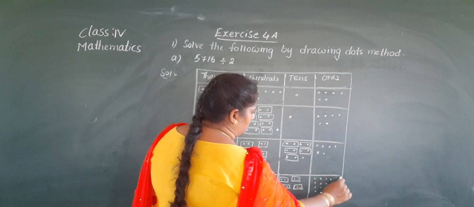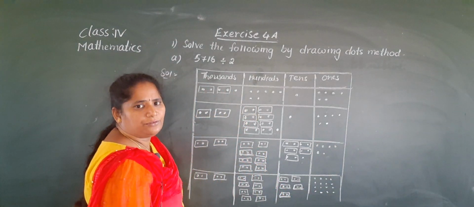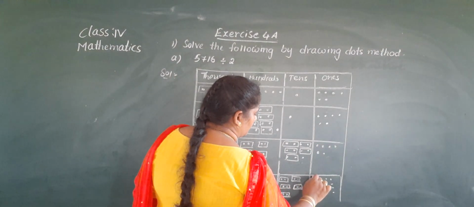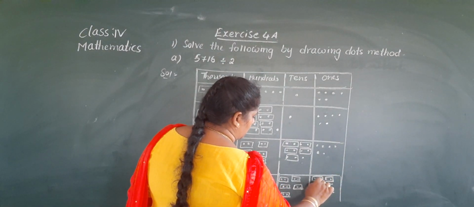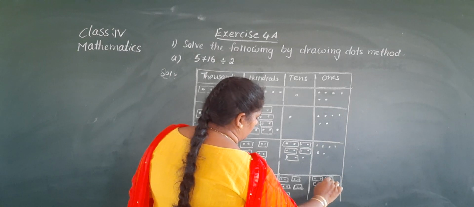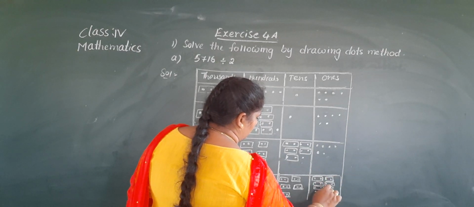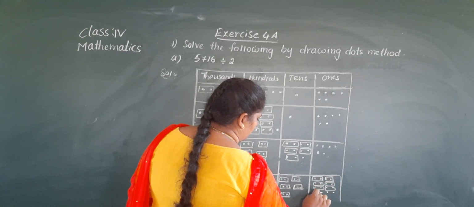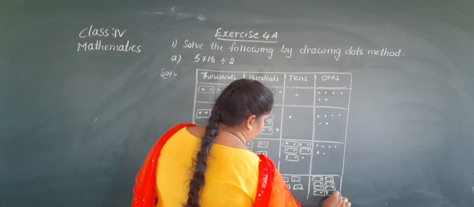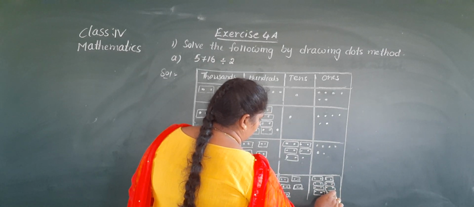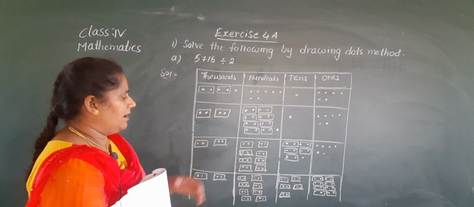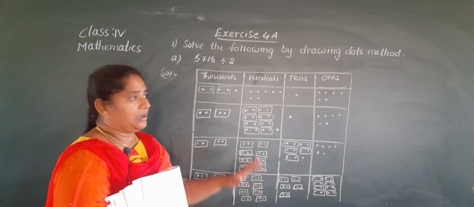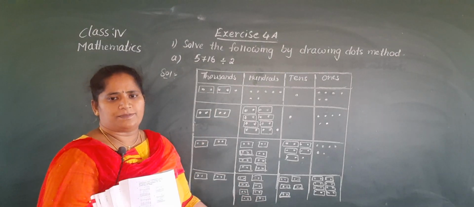So now we have to make these dots as the groups of 2. 2 dots, 1 group. 2 dots, 1 group. 2 dots, 1 group. Okay, ma? Finish. So now all the dots finished, Nana. All the dots we make as groups.